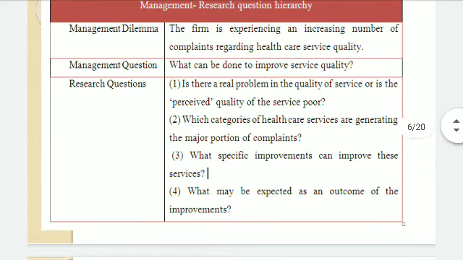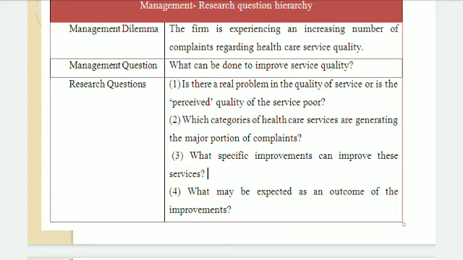And in that situation, you being a research student, you will prepare some research questions: what is exactly the problem, why is the service quality lagging? So we can prepare research questions like, is the real problem with the quality, or is the perceived quality of the service poor? Maybe service quality is fine, but the perception of the respondents is not good. That may be a problem.